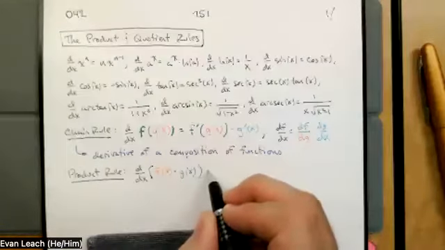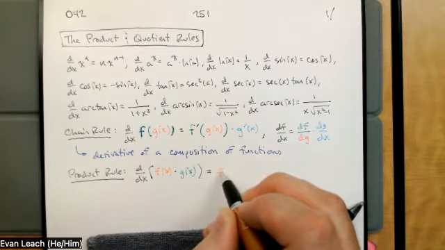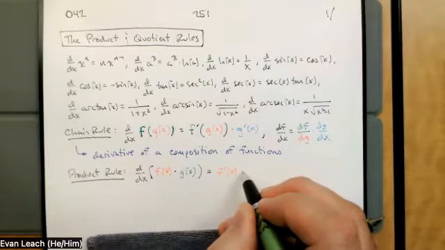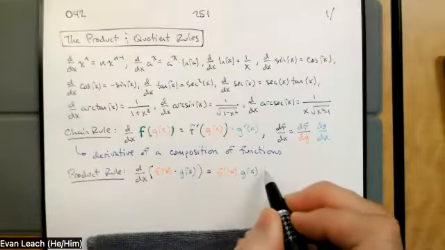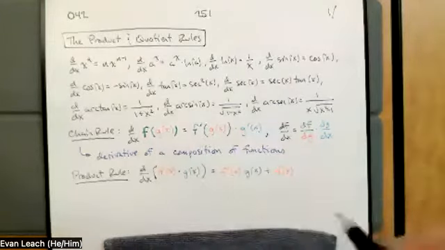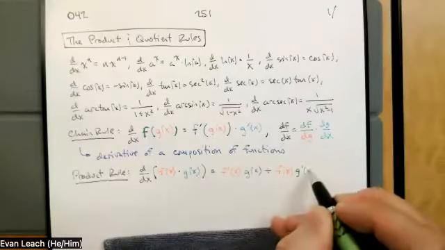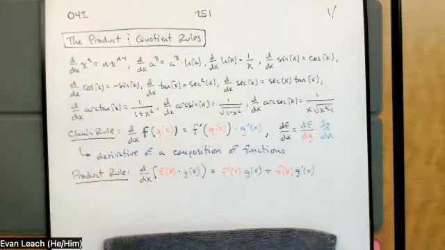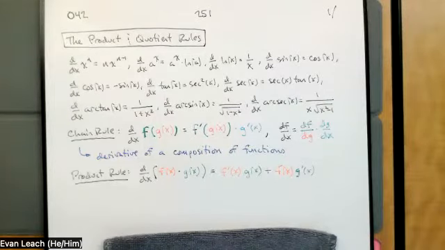The derivative of f of x times g of x is f prime of x times g of x plus f of x times g prime of x. F prime g plus f g prime. The derivative of the first times the second plus the first times the derivative of the second. F prime g plus f g prime.